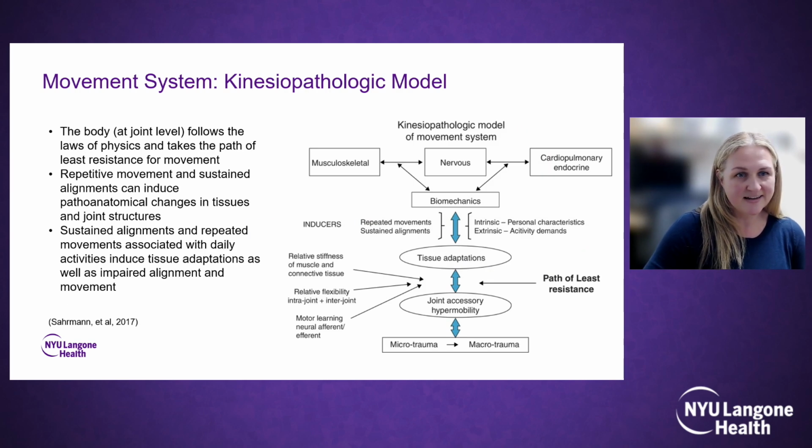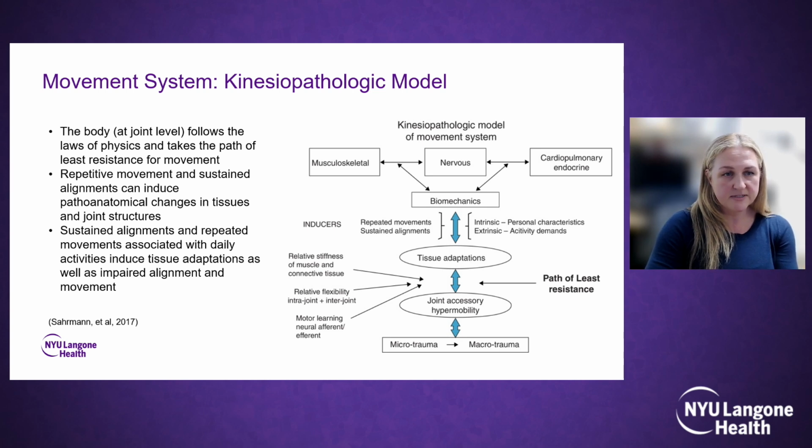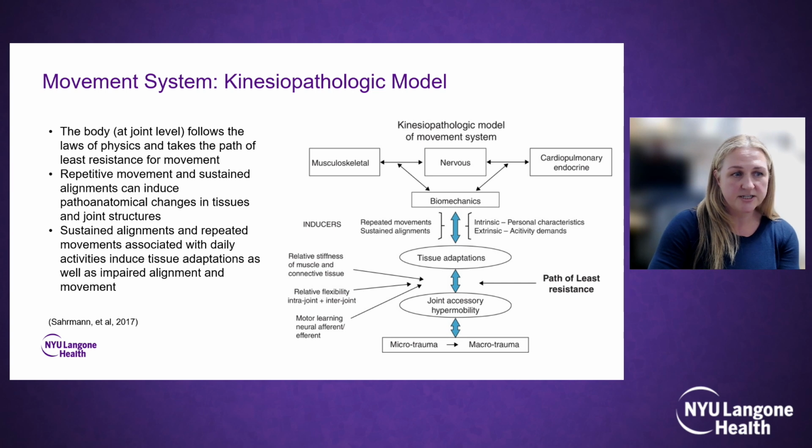Alignment is everything. Shirley Sahrmann developed a kinesiopathological model of movement systems. Muscles operate at optimum lengths with appropriate force vectors when the joints of the torso and the limbs are ideally aligned. The body follows the path of least resistance for movement. Repetitive movement and sustained misalignments can induce changes in tissues and joint structures.